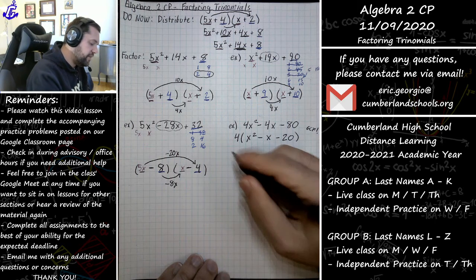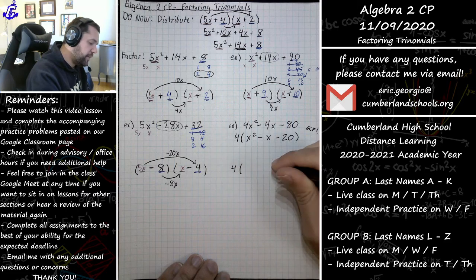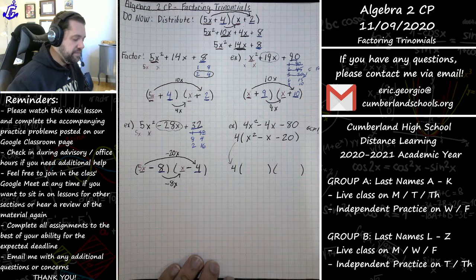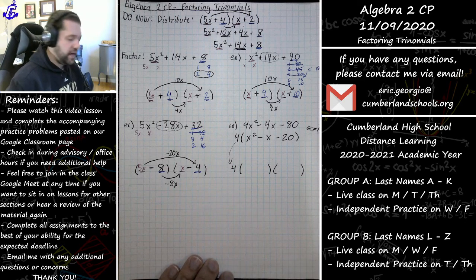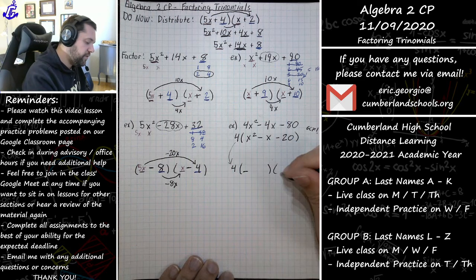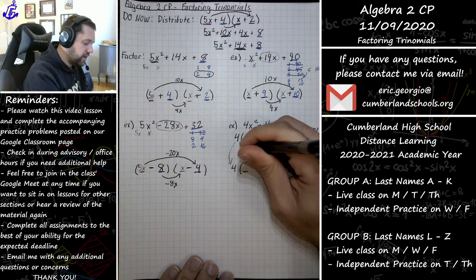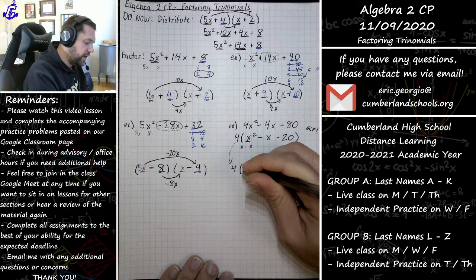Now, when I'm breaking this down, I'm going to have this 4 on the outside of my parentheses because that was my greatest common factor. Just kind of hangs out over here. Let's think about our numbers now. These first two are going to come from this x squared. What's my only possibility? Well, it's going to be x times x. That's the only way I can get x squared.